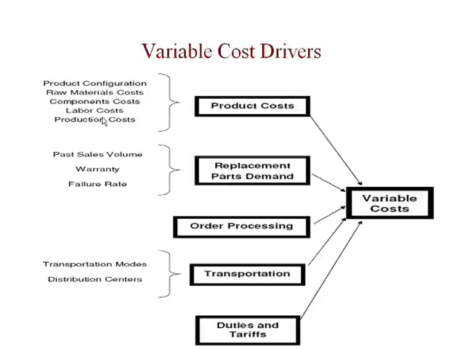Then you have replacement parts demand, which will be influenced by how much you sold in the past, because you have to make sure that you have sufficient replacement parts for those products. Warranty that you have established for the company. Different levels of warranty is allowed. And then the failure rate, which will influence how much these replacement parts will be in demand. Order processing costs, transportation costs, duties and tariffs. Together, all of them create your variable costs.